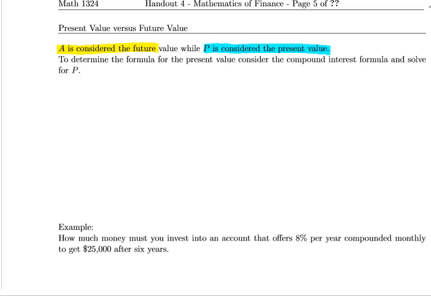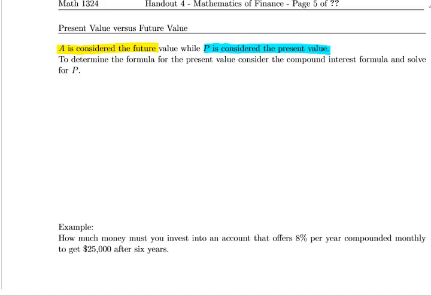So we've been calling P the principal, which is a perfectly fine way to think about it. It is also congruent with thinking about it as the present value. And so A is still the accumulated amount, but we'll be thinking about that in terms of a future value. Again, congruent with the way we've been defining it thus far.